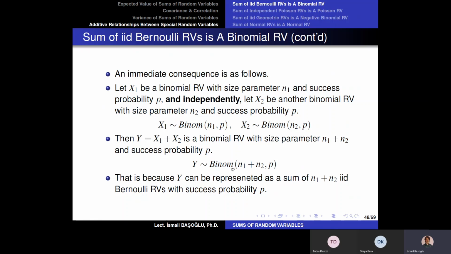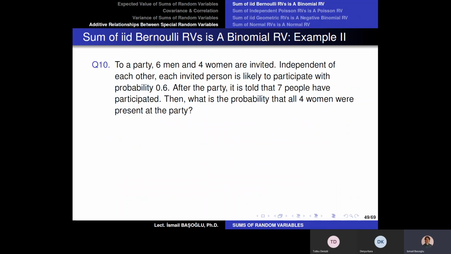Now, once we understand this typical situation, we are going to solve a conditional probability question, which is interesting actually, and it is going to be a long solution. But if you understand this solution, this is a good thing because this means you are experienced enough in probability theory. It says to a party, 6 men and 4 women are invited. So we invite a total of 10 people, but 6 of them are men and 4 of them are women.